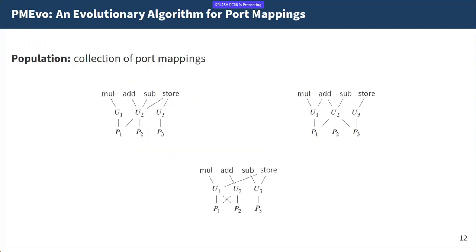For the population, an intuitive choice is just to have a collection of port mappings. So each individual is a randomly generated port mapping. In the beginning, they won't make much sense, obviously, because they're randomly generated. But throughout the optimization process, they will converge closer to the actual behavior of the machine.